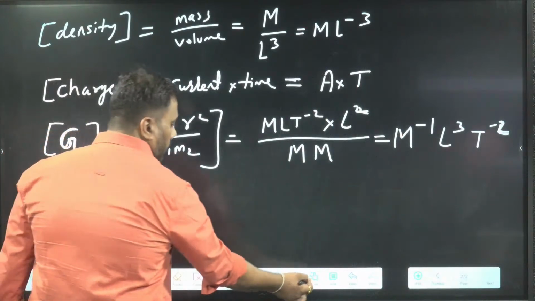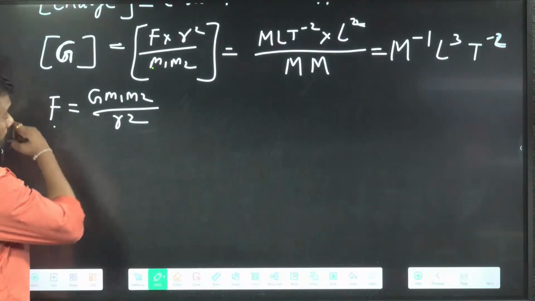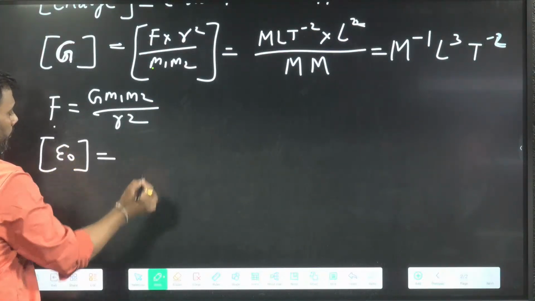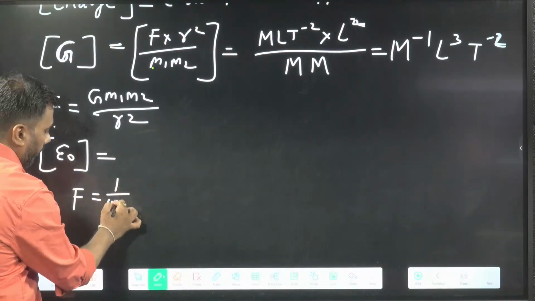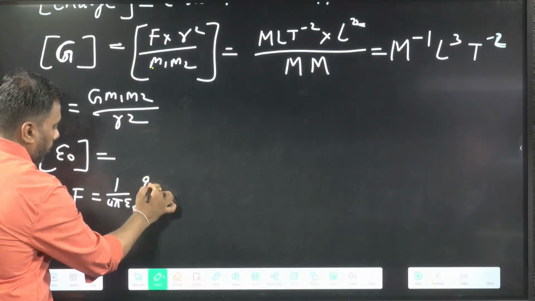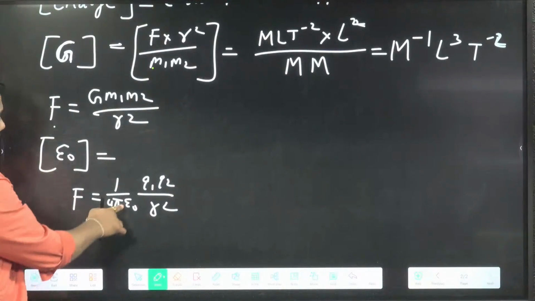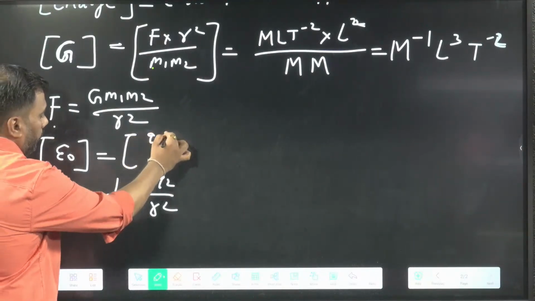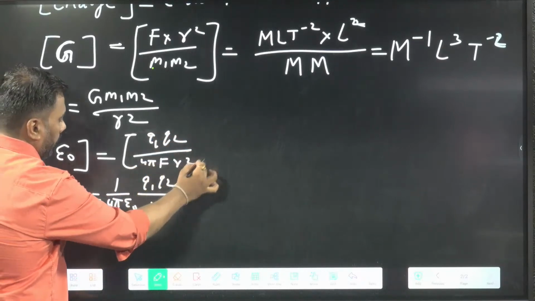Okay, in this way you can find many more dimensions, like dimensions of epsilon naught, permittivity. You know the force between charges is given by 1 upon 4 pi epsilon naught q1 q2 by r square. So for dimensions of epsilon naught, you can divide by F here. So it will be dimensions of q1 q2 by 4 pi F r square.